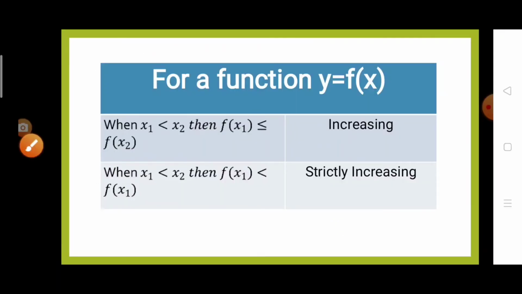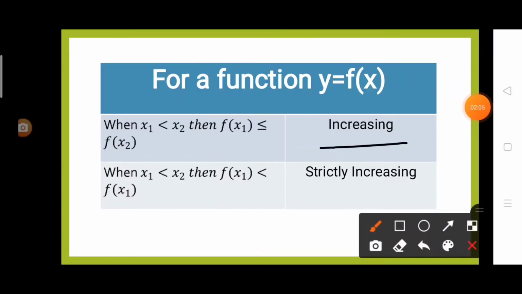For a function y equals f of x, when x sub 1 is less than x sub 2, then f of x sub 1 is less than or equal to f of x sub 2, it means it is increasing. When x sub 1 is less than x sub 2, then f of x sub 1 is less than f of x sub 2, it means it is strictly increasing.